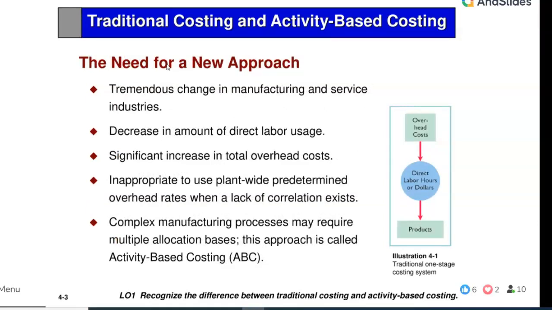But now, because there's been a tremendous change in manufacturing and service industries, the amount of direct labor has gone down. You see that, you go get your McDonald's hamburger. They're replacing those poor servers with a machine at the front. Do you see that? Exchanging direct labor for machines. That's just a simple example that you have seen anytime you go to Kentucky Fried Chicken now or in the mall or McDonald's. So you see they're reducing labor and incurring more indirect costs, significant increase in overhead costs.